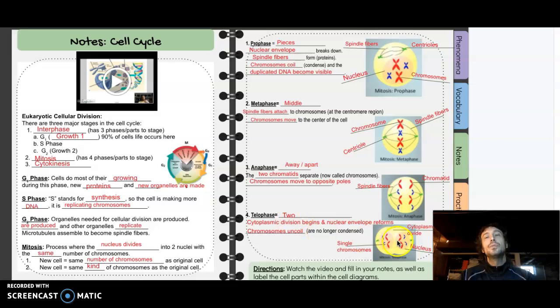Telophase means 2. Now the genetic material is essentially completely separated into 2 sides of the cell.